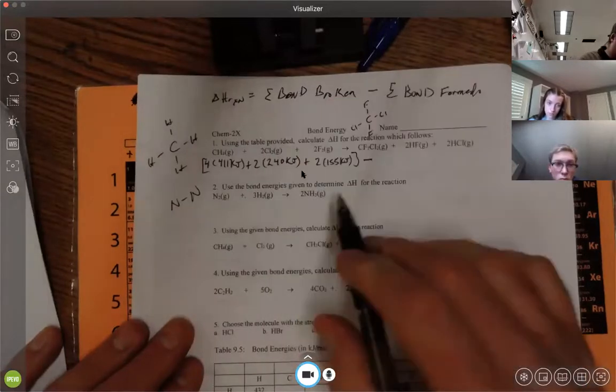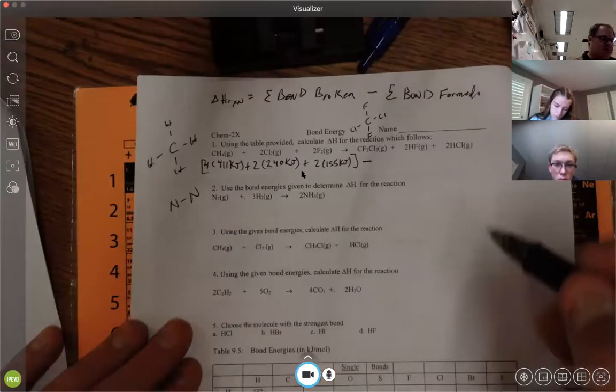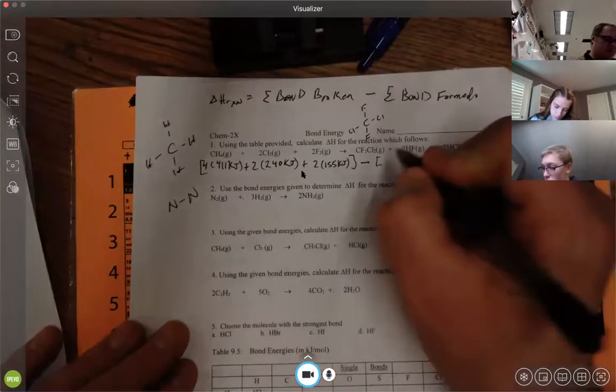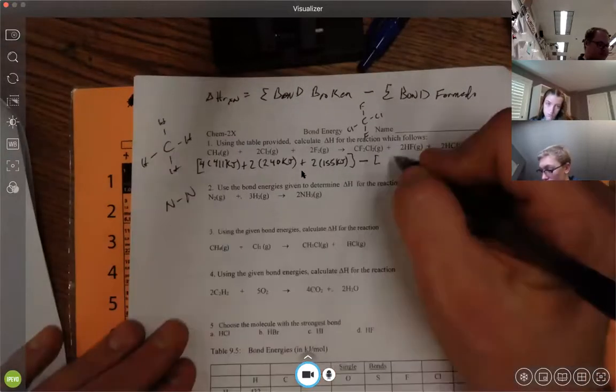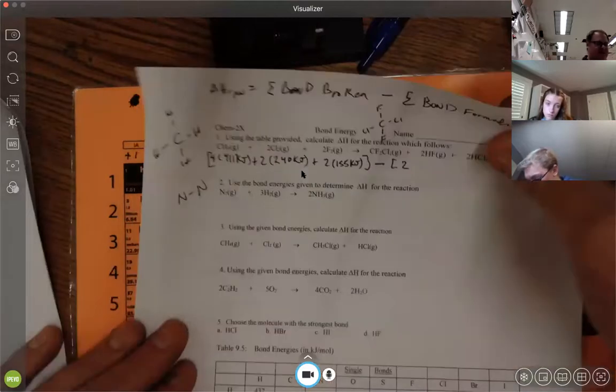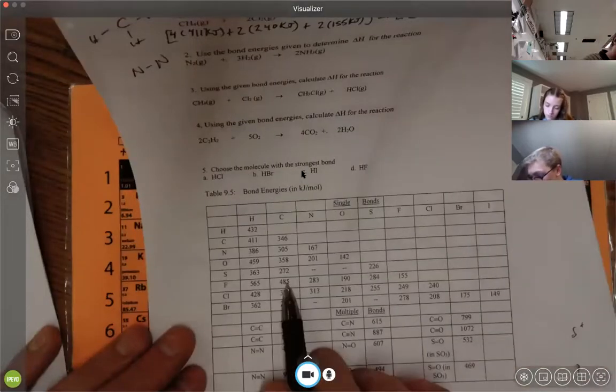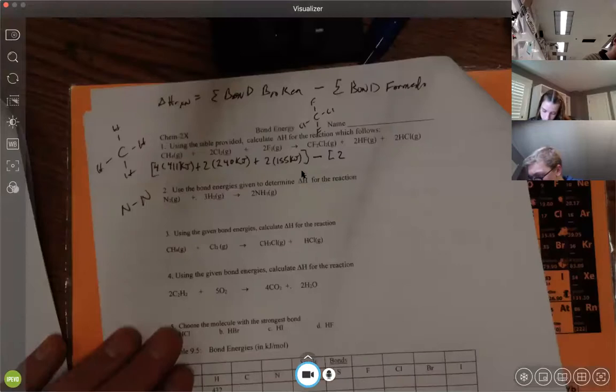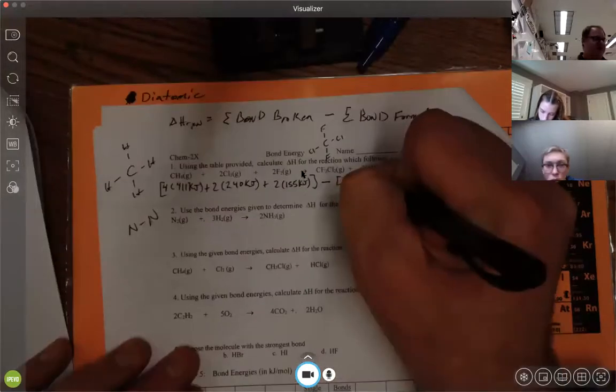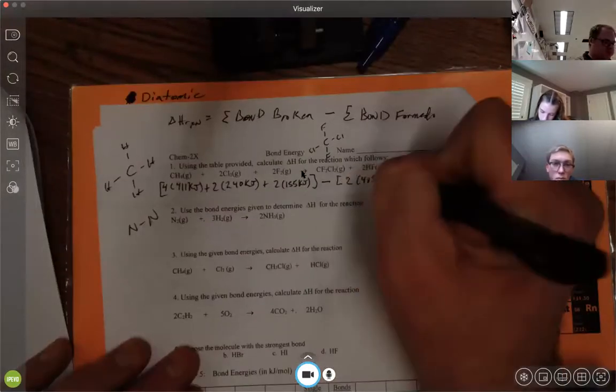So we are going to subtract. We have 2 Fs to C. So we come down here, F to C is 485. We have 2C to Cl, 327.